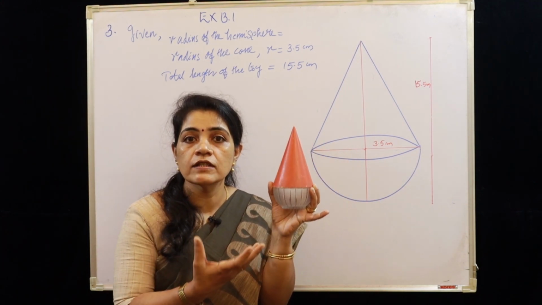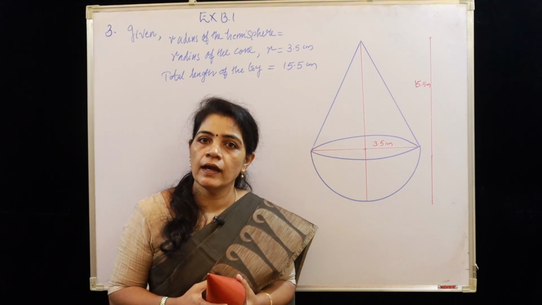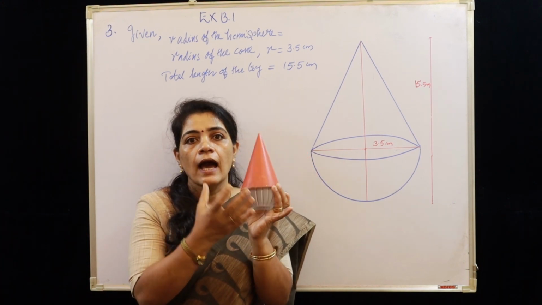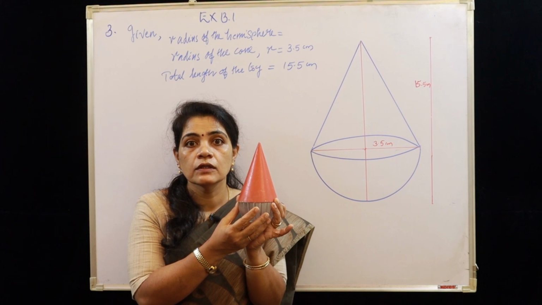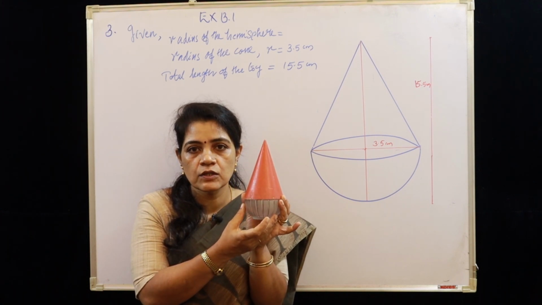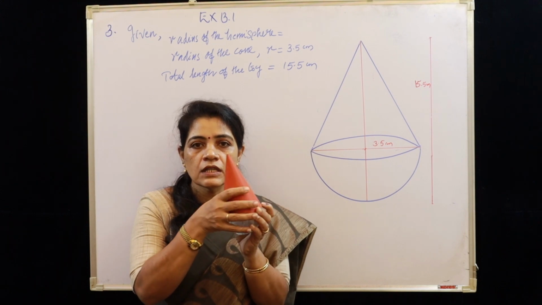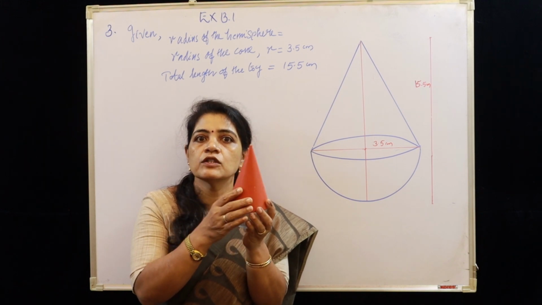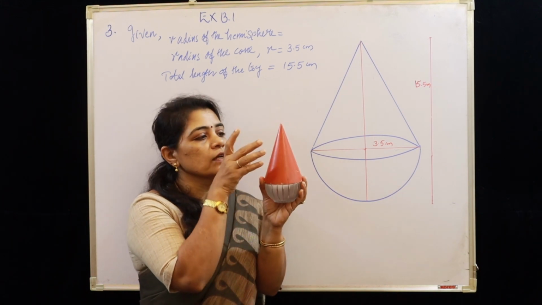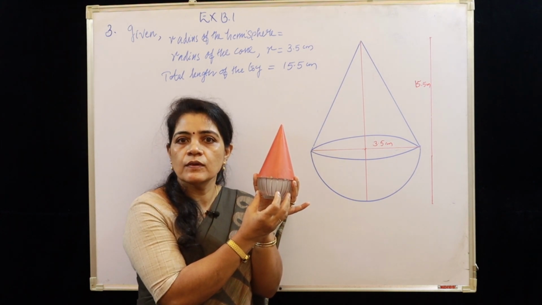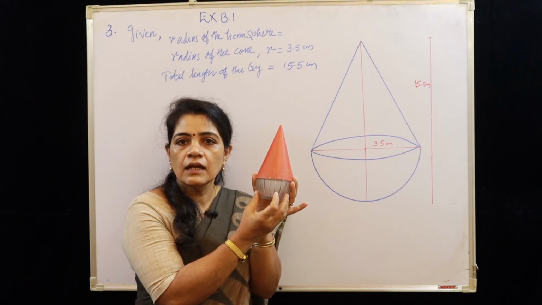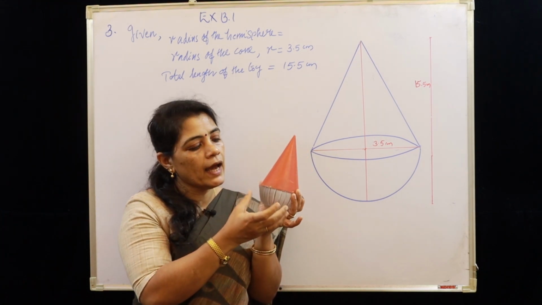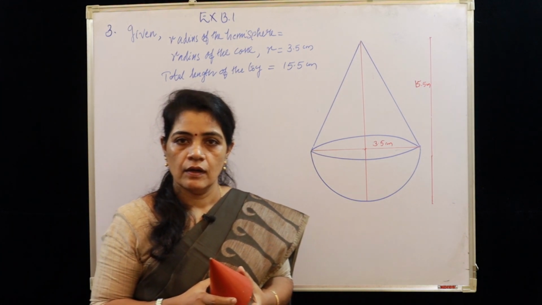TSA of the toy, we don't have a single formula for that. So we have to apply the concept of combination of solids. Since it is a combination of a cone and a hemisphere, should we find the TSA of the cone and the TSA of the hemisphere? No, children, because the circular faces are coinciding. That means you have to find the CSA of the cone plus the CSA of the hemisphere. Clear, children? Even if the TSA is asked, we have to find the CSA of the cone and the CSA of the hemisphere. Is it clear?